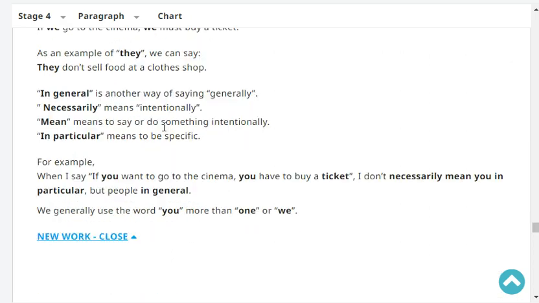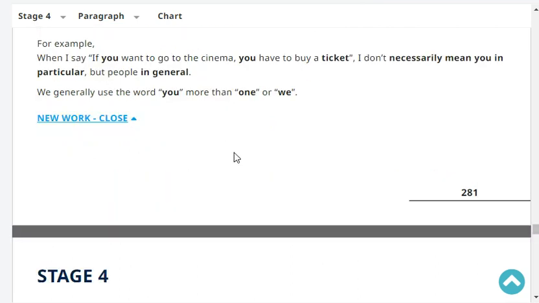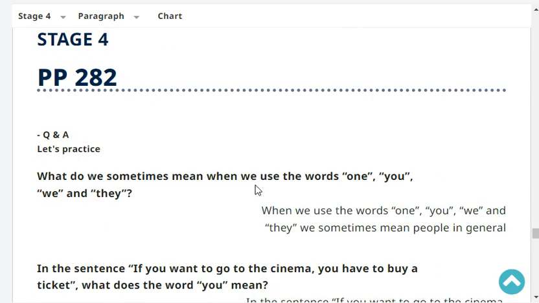For example, when I say if you want to go to the cinema, you have to buy a ticket, I don't necessarily mean you in particular, but people in general. We generally use the word you more than one or we. Okay, let's practice.